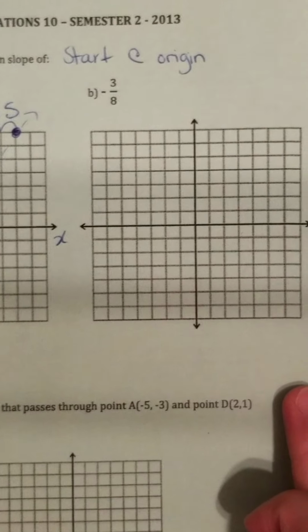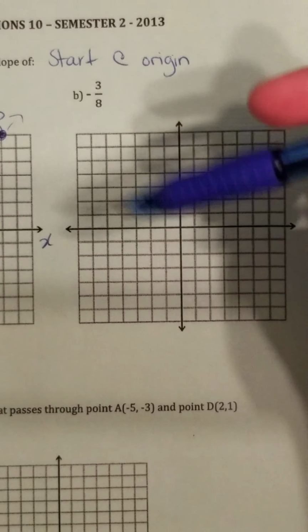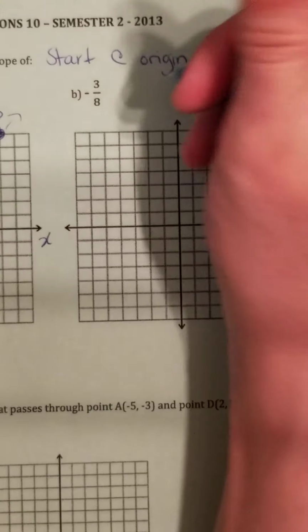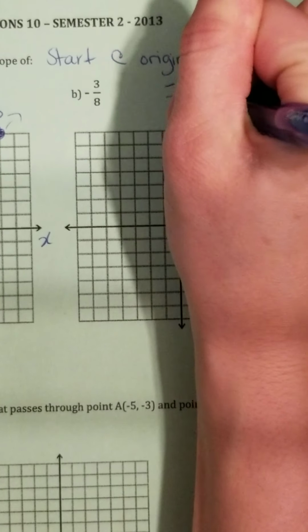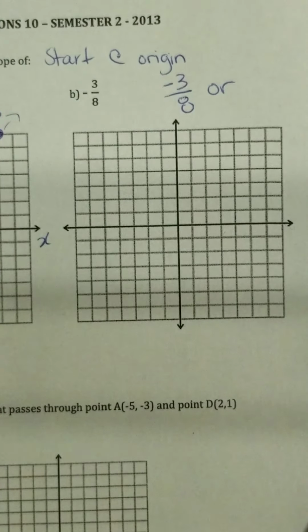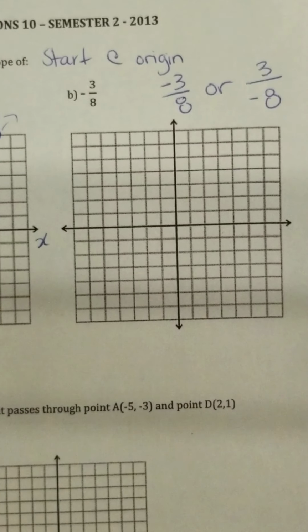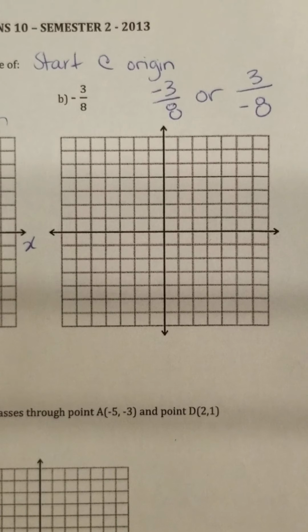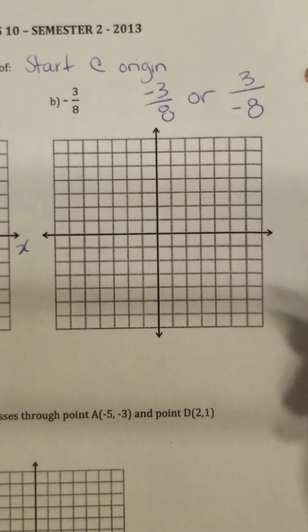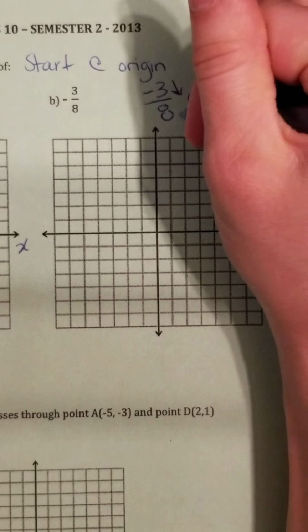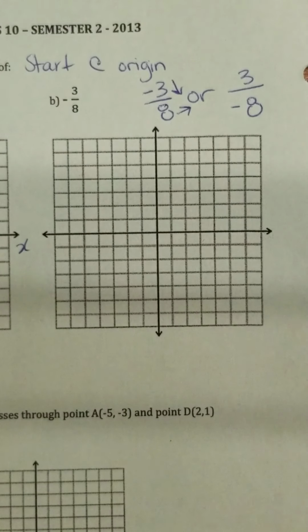Now, if it's a negative slope, I know my direction is going to be going down, like a decline on a treadmill. You have 2 options here. We can put that negative with the 3, or we can put the negative with the 8. It does not matter. You get to pick. Okay? So if you put it with the 3, it's going down 3, but the 8's positive, so that's to the right.